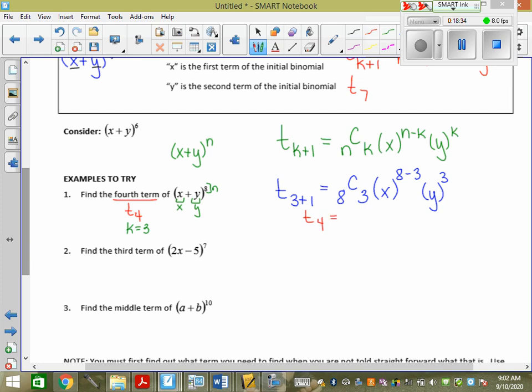Can you type in your calculator 8 choose 3? Help me out. 56. And then we get x to the, what's that? 5. y to the 3. I'm done. Was that a heck of a lot easier than expanding x plus y out 8 times? Yeah.